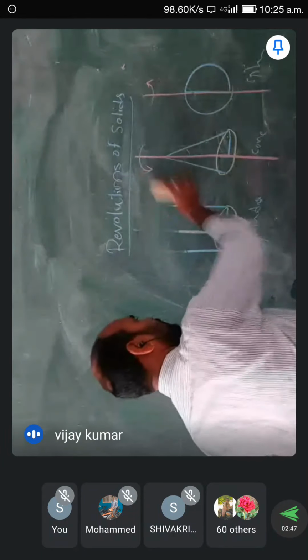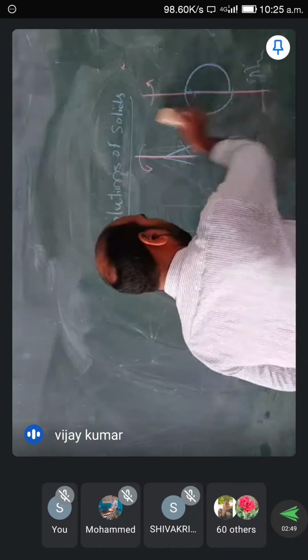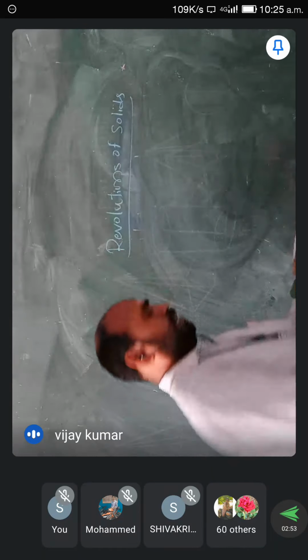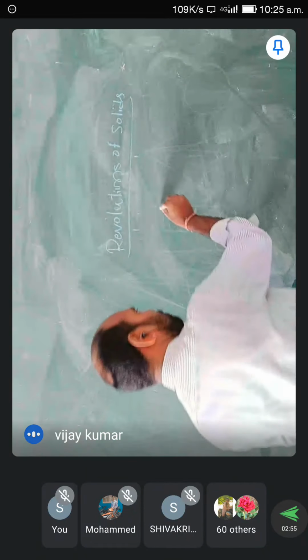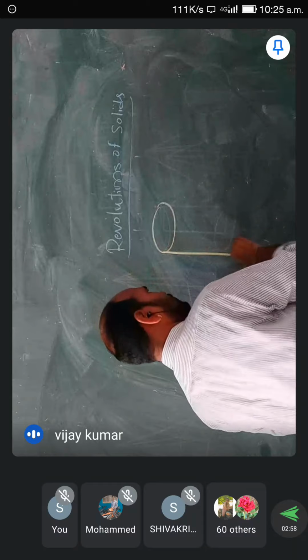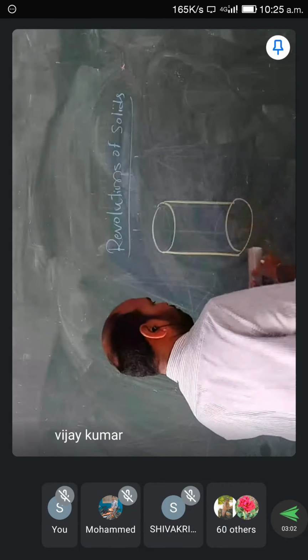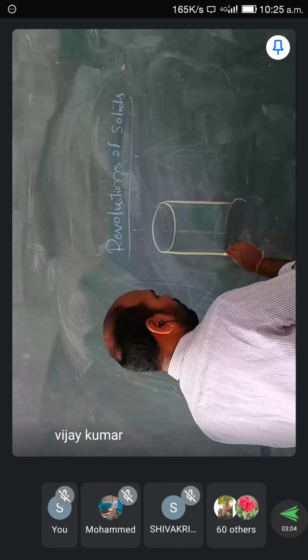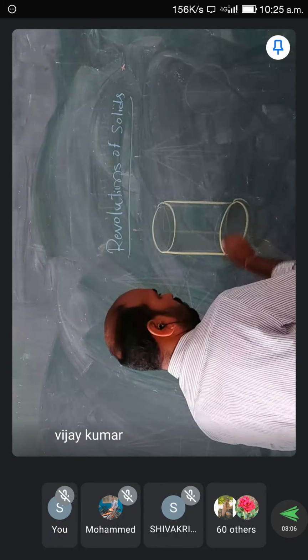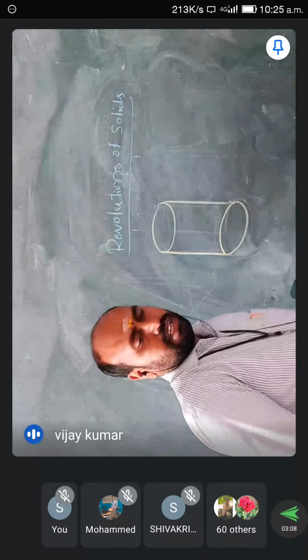So let us see the basic information. These are the different types of solids compared to the prisms as well as the pyramids. So now let us see the basic information about the cylinders. This is called a cylinder. There is no edge in the cylinder.